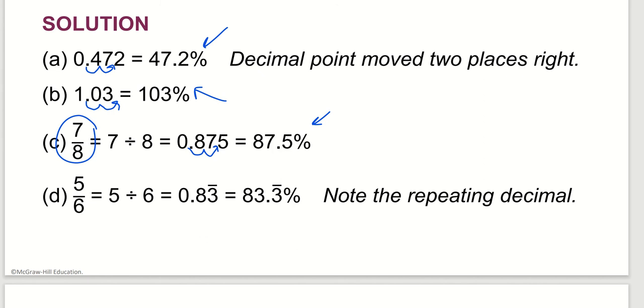If we do 5 divided by 6 in the calculator, you would get 0.83333 repeating. If I move the decimal spot 2 places to the right, notice that we're going to get 83.3, and then that 3 gets repeated. The easiest way to represent that is with the bar over the top. So 5/6 is equivalent to the percentage 83.3 bar percent.